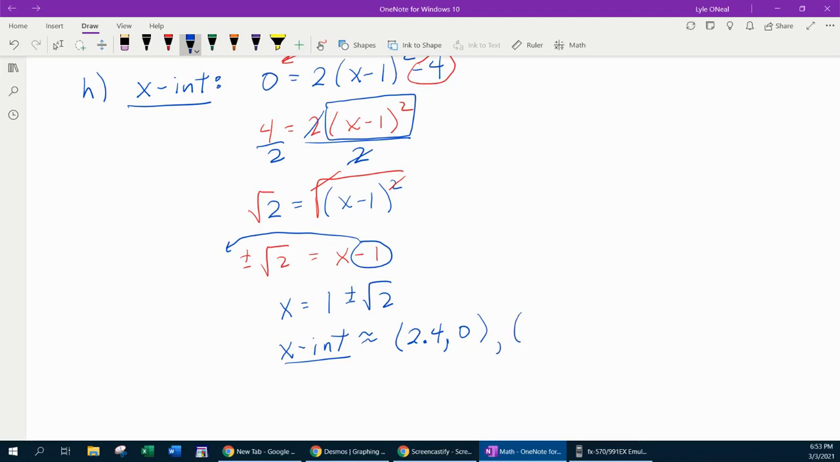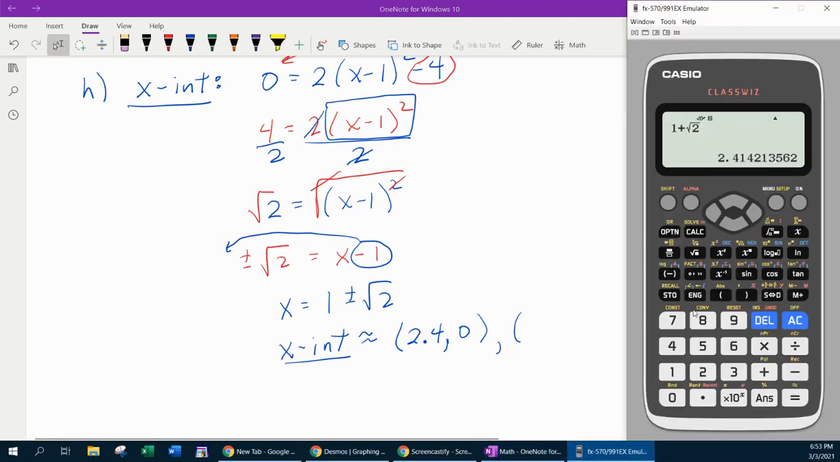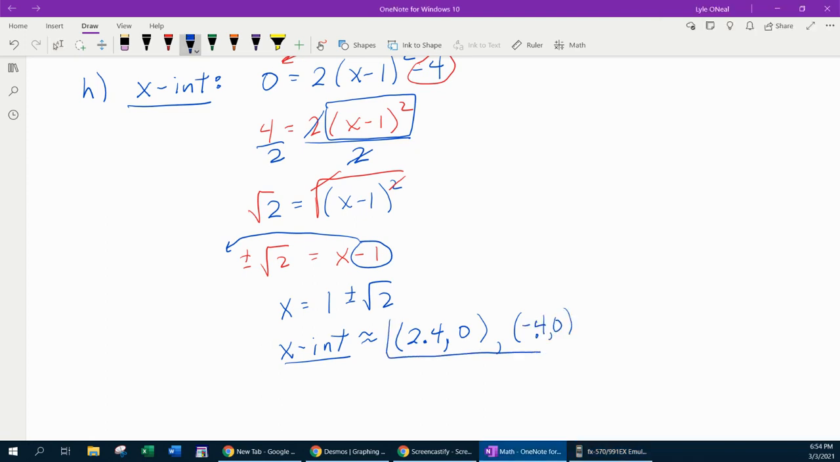And the other x-intercept is going to be 1 minus square root of 2, approximately. So that's about -0.4. And so that takes care of our x-intercepts, well, approximately, okay? Those are the approximate values.